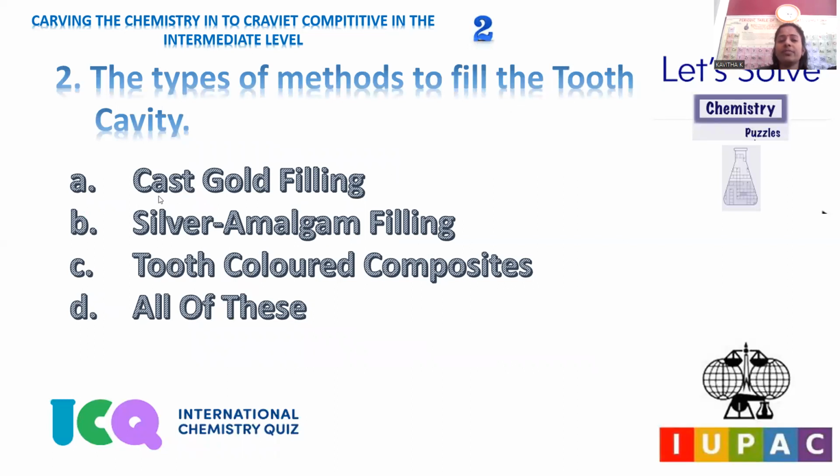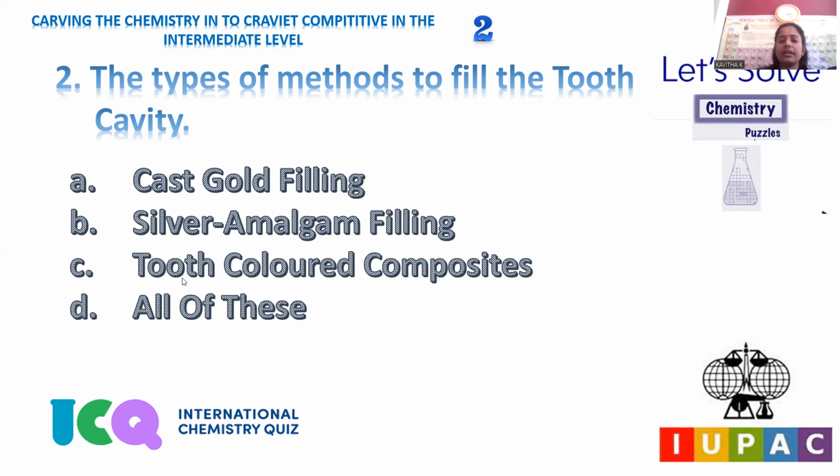what kind of mechanisms do we have to adopt? One is called cast gold filling, then silver amalgam filling, tooth colored composites, all of these. These many options are provided, and what could be the right answer? Cast gold filling can be applied over here. Silver amalgam, amalgam means mercury, can be used. Tooth colored composite materials are also applied. So all are suitable options in order to fill the tooth cavities.